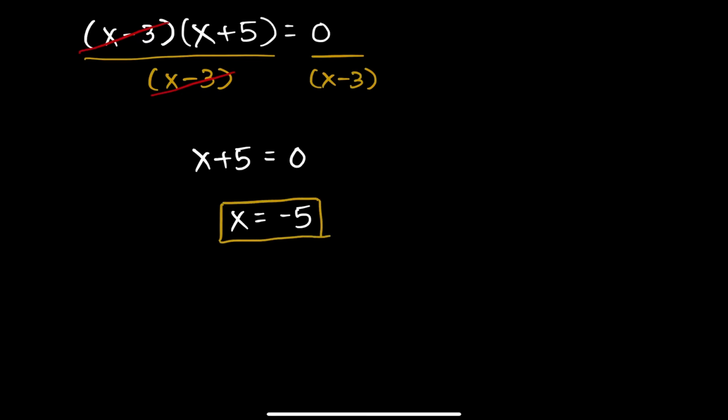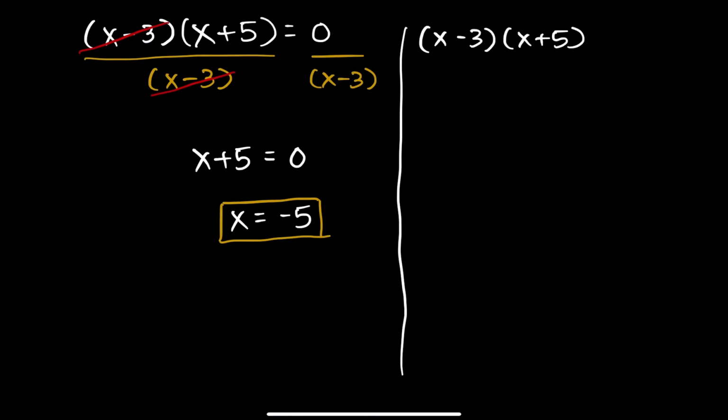But of course, there's more than one answer. When you're doing quadratics, most of the time you will get more than one answer. So we have to work out the other answer as well. So to do that, let me just rewrite this real quick. So x minus 3, x plus 5, and then this is equal to 0. So once again, we can do the same thing, but do it for the other terms. So what I mean is, instead of the x minus 3, we divide by x plus 5.